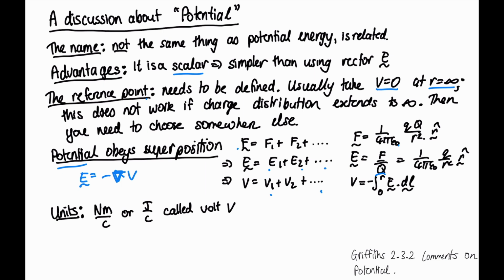So if electric fields obey the law of superposition, then it follows that voltages must also obey the law of superposition. The units for potential are newton meters per coulomb, which makes sense because to get from the force, which is newtons, to the electric field, we divide by the coulombs. And then to get the electric potential, we're integrating over this distance vector, so we're multiplying that by meters. We can also write this as joules per coulomb, or it's got its own unit called the volt.